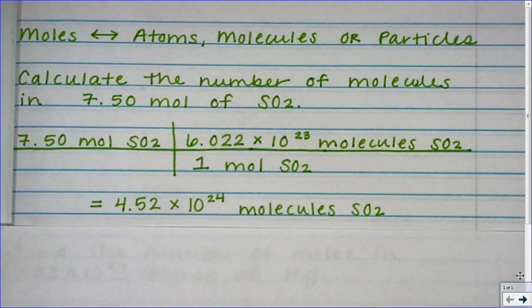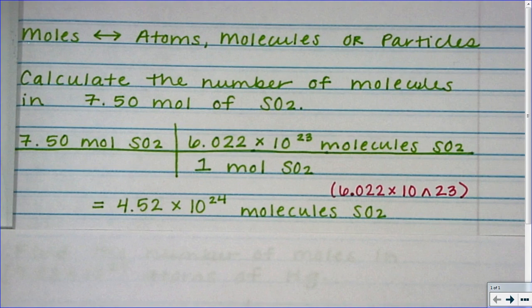When we input our numbers on the calculator, this should be the answer that you receive, the 4.52 times 10 to the 24th molecules of SO2. And you do want to get into the practice of putting parentheses around your entire number when you use scientific notation. So I'm going to write a little note in here showing you how it would look on a calculator. On your screen now in red, you can see how you would want to enter scientific notation on a calculator.